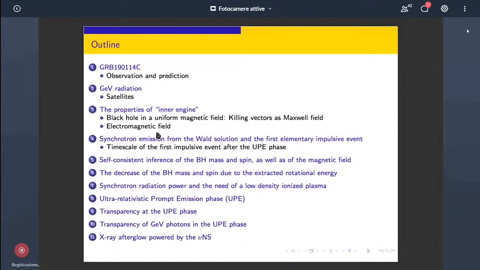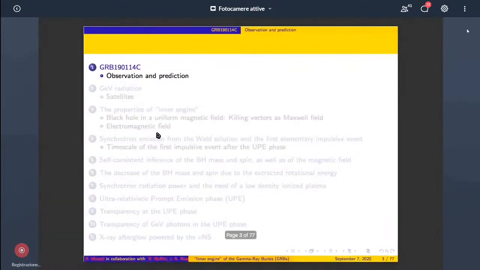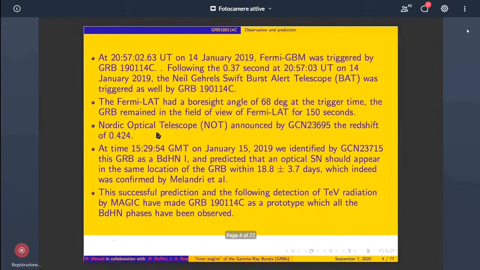In the last part, I will mention some recent progress on the X-ray afterglow, which has been explained by this inner engine, but not with the black hole, rather by the new neutron star companion. I explain how the energetics of such a new neutron star can explain the X-ray afterglow. So before going on, I must mention this.